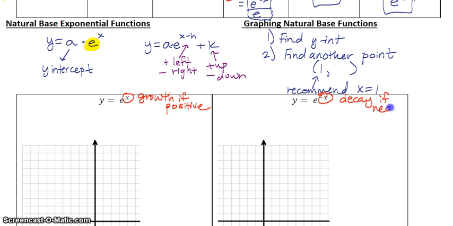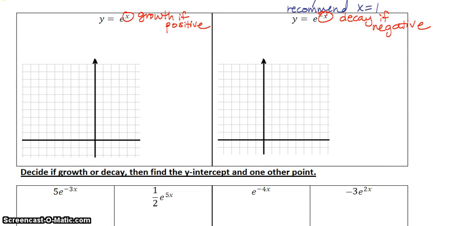And that's why I chose these two, because I want to do one of each type. All right, so these are kind of like a quote parent function, if you want to think about that, but all of our graphs are going to look very similar to these. So I'm going to follow my step-by-step.